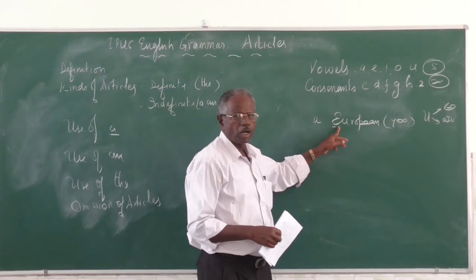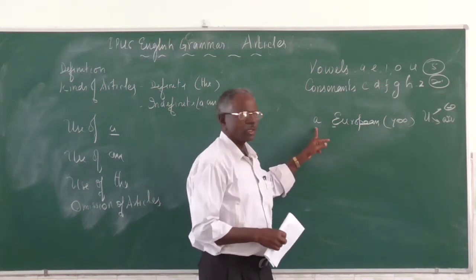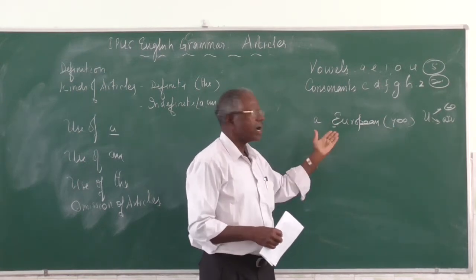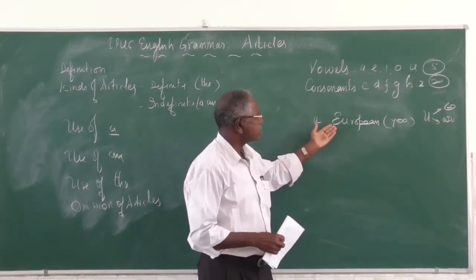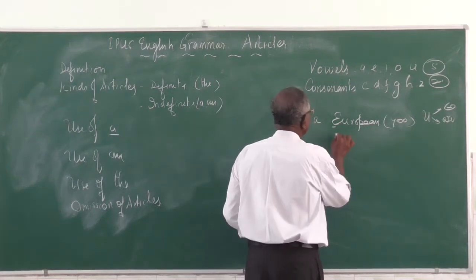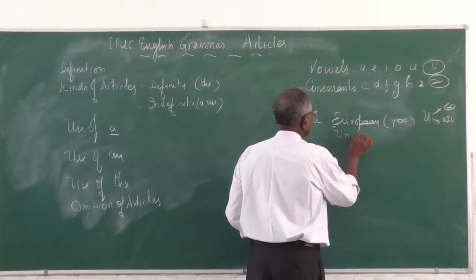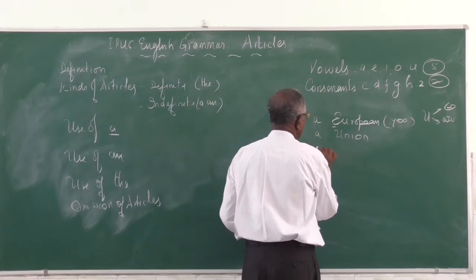E is a vowel, but having consonant sound. That is why we use a. In exams, generally they ask dash European. So what should I write? E is a vowel, so put an. It is wrong. For example, European, union. What is that? A union.